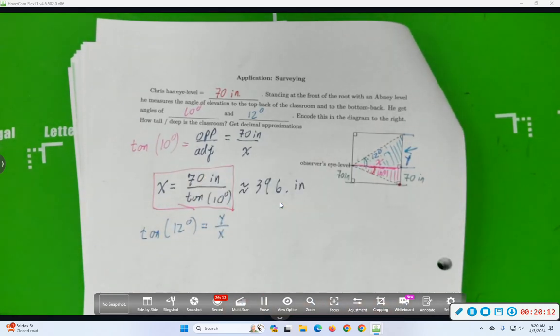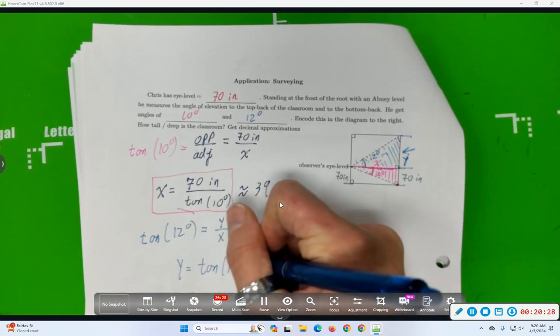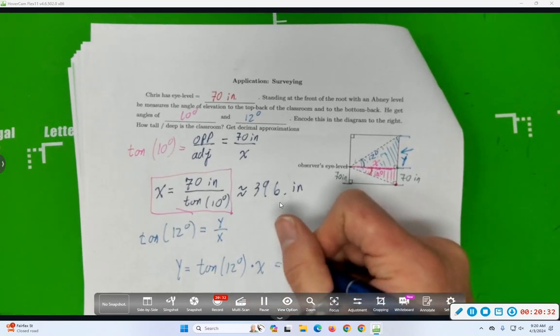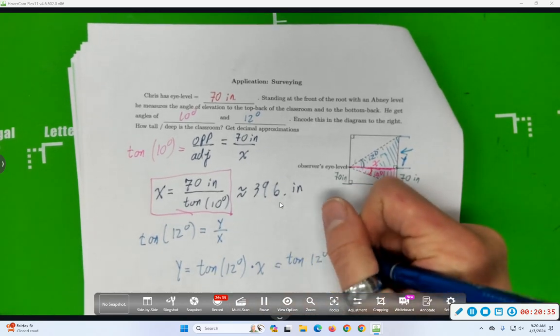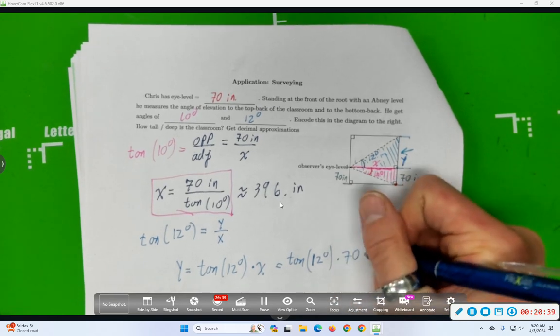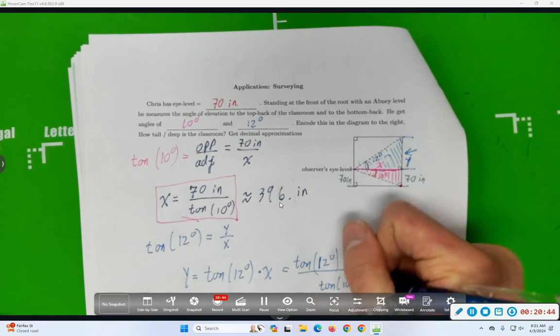I'll use the exact value, so I just have a name for that side element, I'm just calling it x. Does that look like you could solve that for y? Yeah, just, I guess, multiply x to the other side. And now I'll use this exact value. Equals tangent 12 degrees times x, which is 70 inches, divided by tangent 10 degrees.